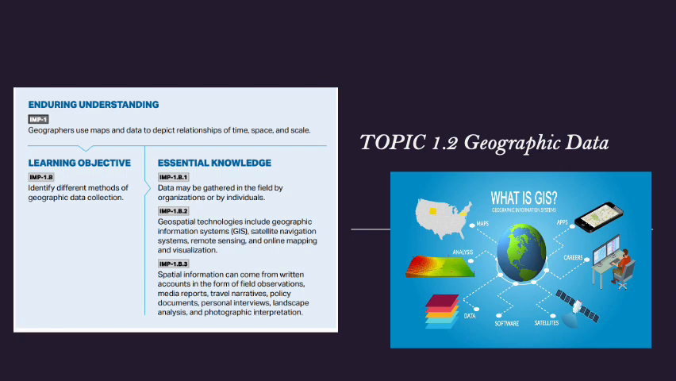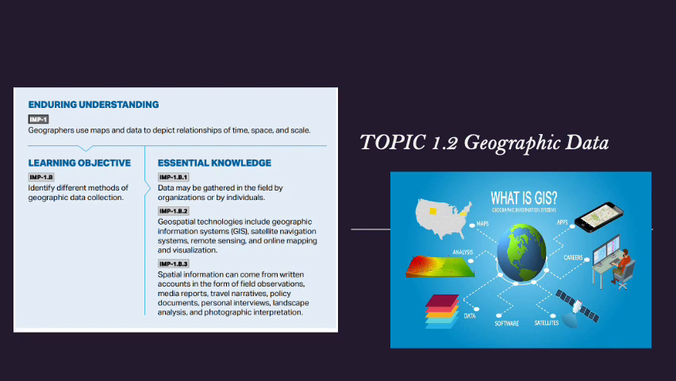In 1.2, the main topic is that geographers use maps and data to depict relationships of time, space, and scale. And our main objective here will be to identify different methods of geographic data collection. What you need to know here is that data may be gathered in the field and organized by individuals.